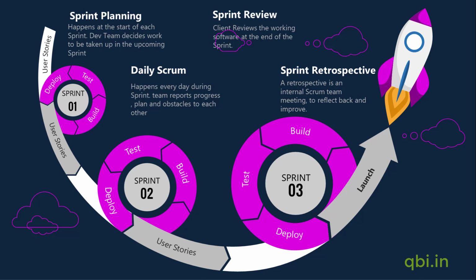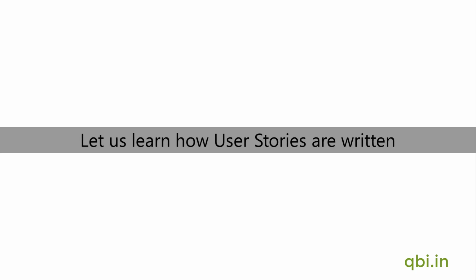In fact, sprint is also considered as an event on a Scrum project. So in all there are 5 Scrum events. Let us now learn how user stories are written.